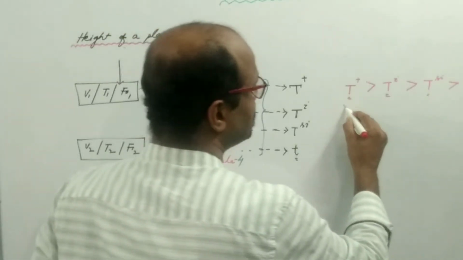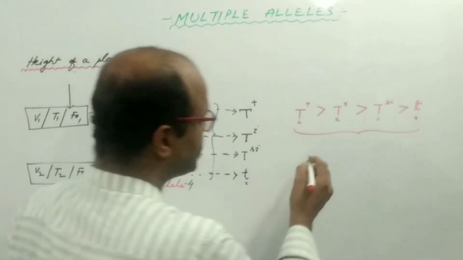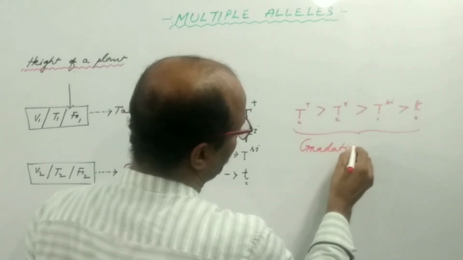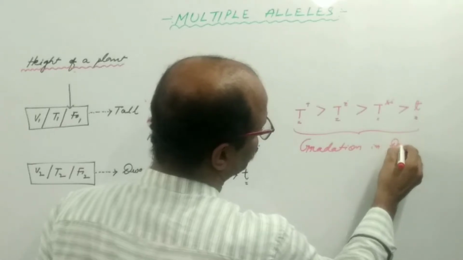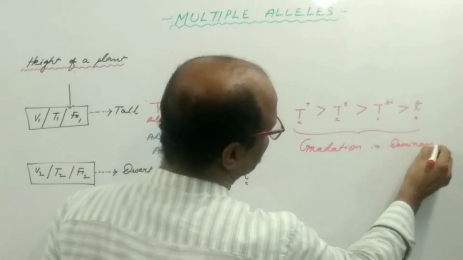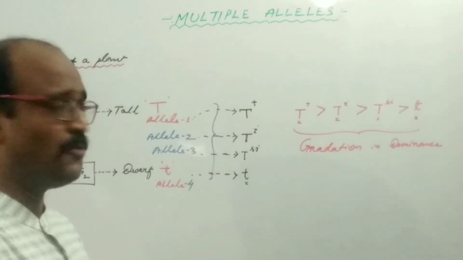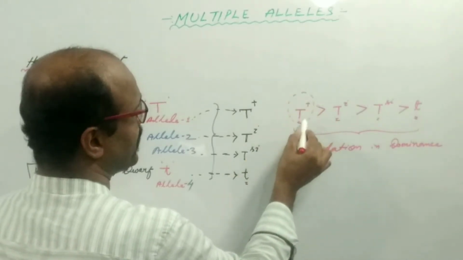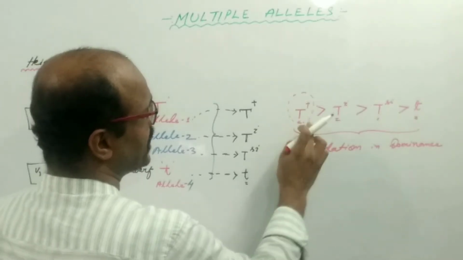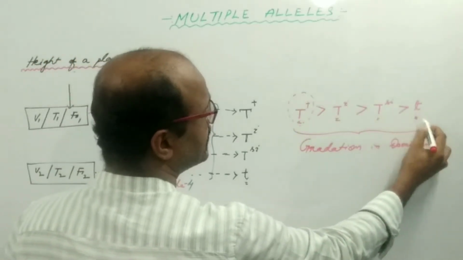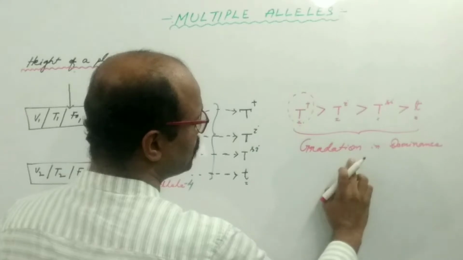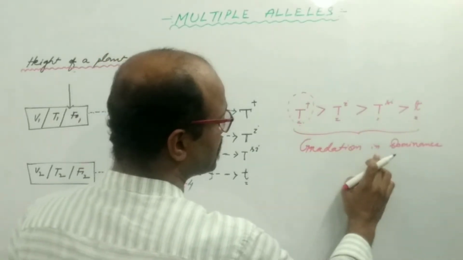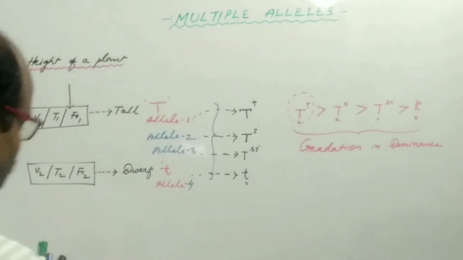So now this is known as the gradation in dominance. Here this is the wild variety, that's why I am putting here plus. It is dominant to all. The small t is recessive to all. And this representation is known as the gradation in dominance.